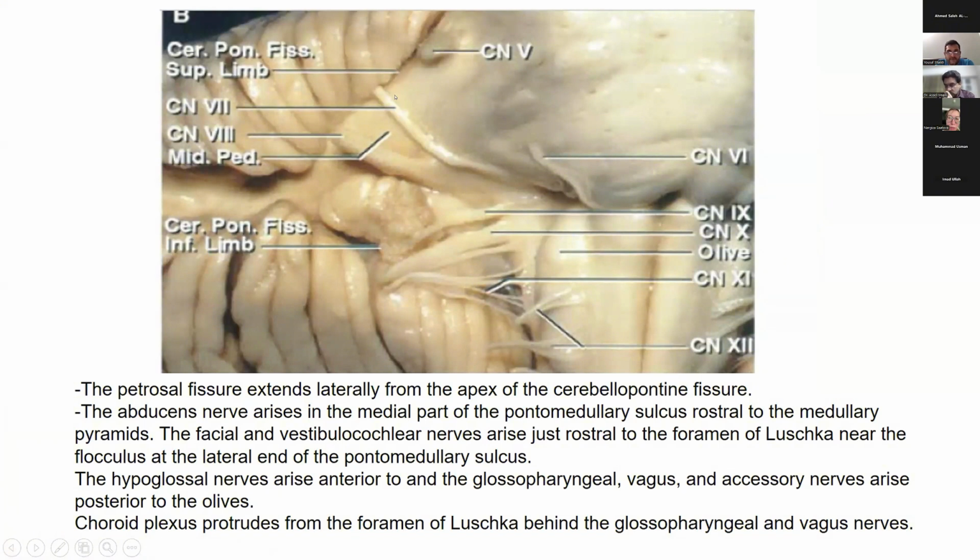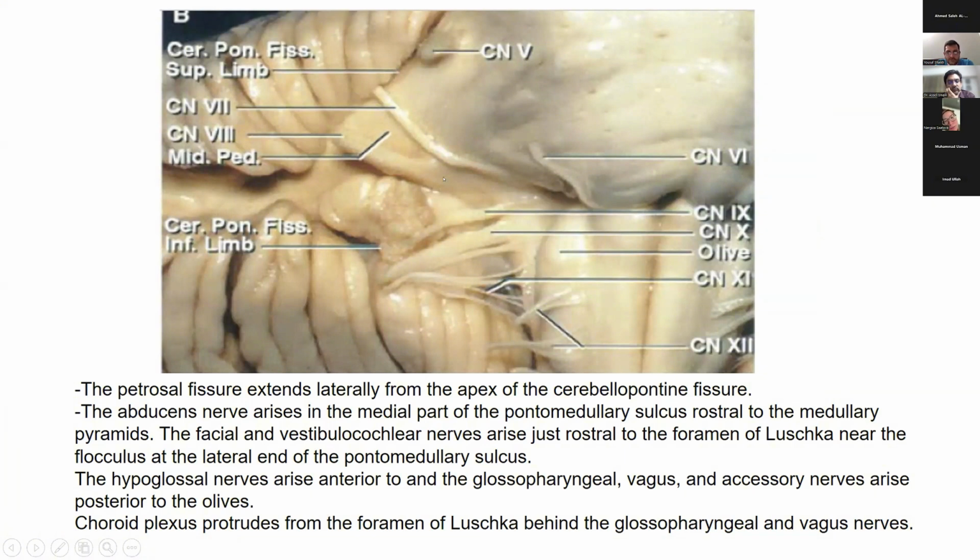Then we have the seventh and eighth cranial nerves, these ones, which arise just rostral to the foramen of Luschka and lateral to the pontomedullary sulcus. So medial to the pontomedullary sulcus was the 6th; the 7th and 8th are lateral to the pontomedullary sulcus, because this is the pontomedullary sulcus we can all appreciate.